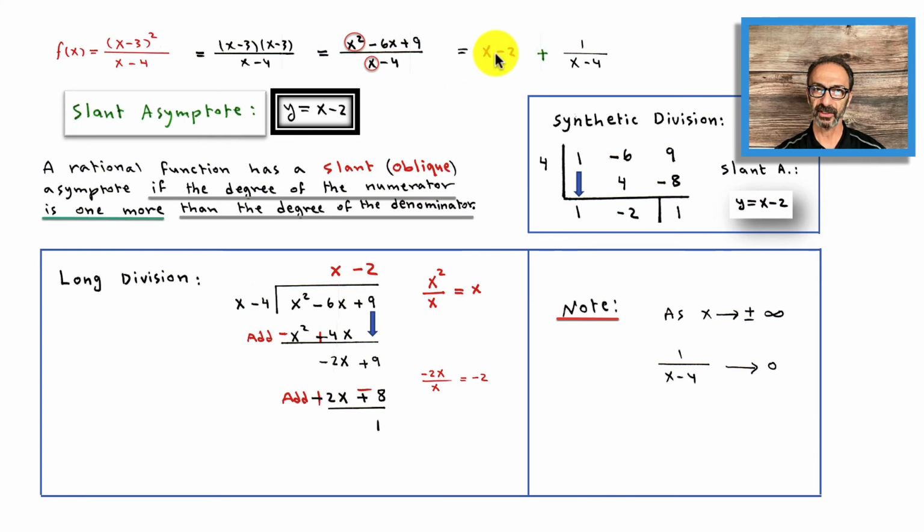So your graph is going to approach a line that is tilted. It's not horizontal, it's not vertical. It has a slope of 1 and a y-intercept of negative 2. So your f of x will approach what I wrote in red right here, x minus 2.